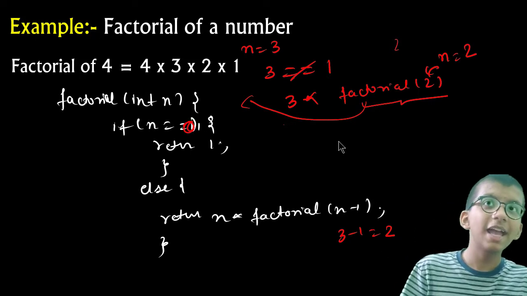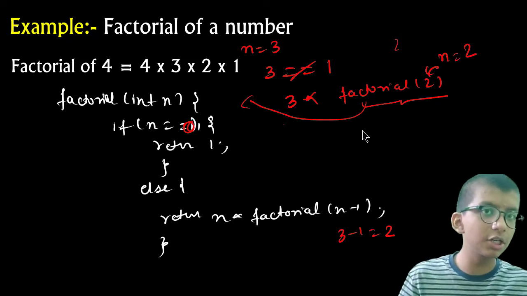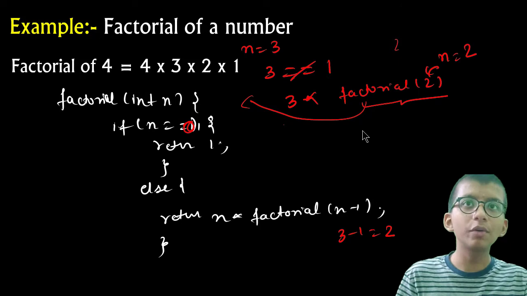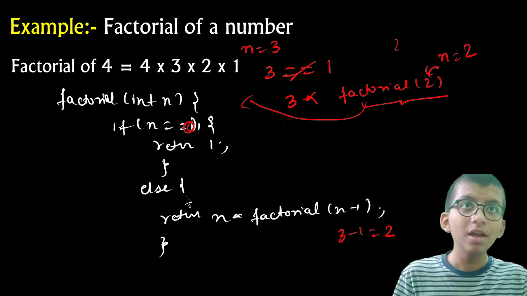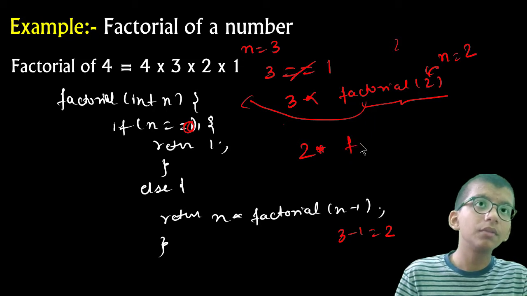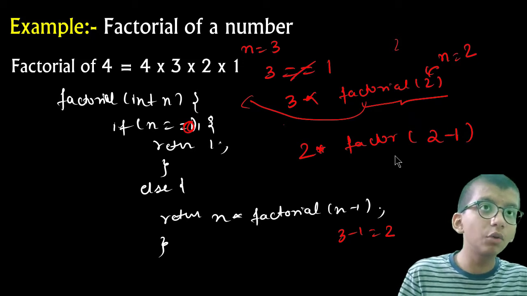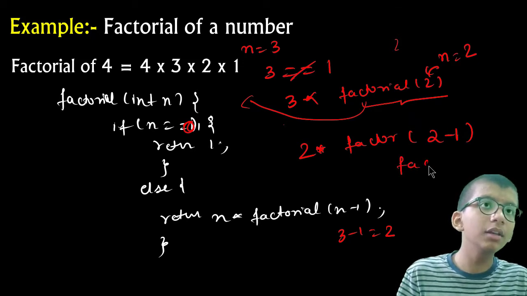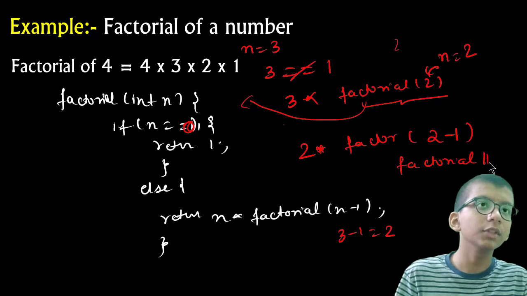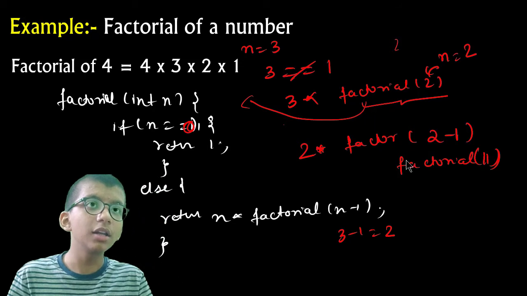So it checks: n equals 2, and is n equal to 0? No, absolutely not, it is not equal to 0. So it goes to the else statement: 2 times the factorial of 2 minus 1. N minus 1 here, so we want the factorial of 1.